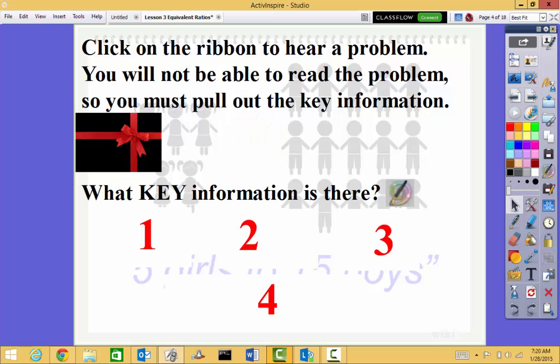Okay, share with your partner, the person sitting next to you, what is some key information. You have 15 seconds.